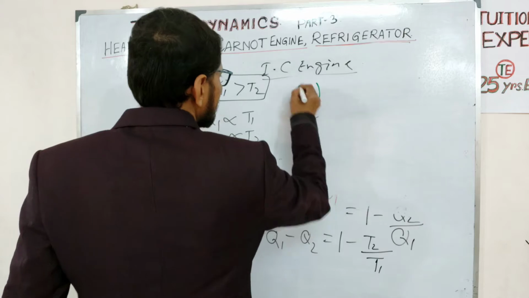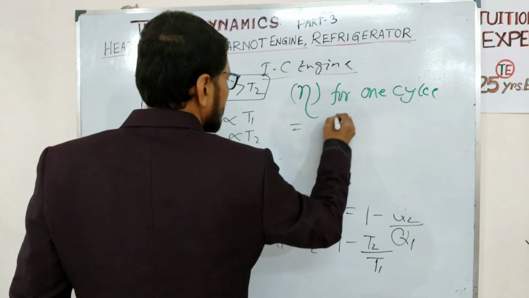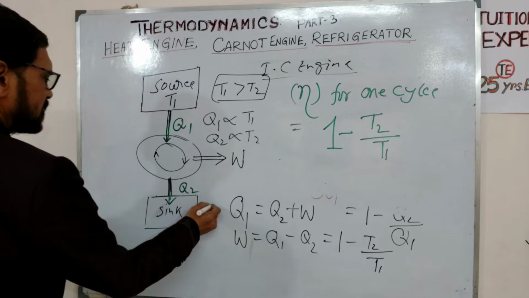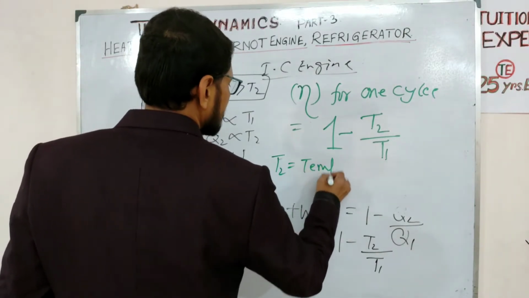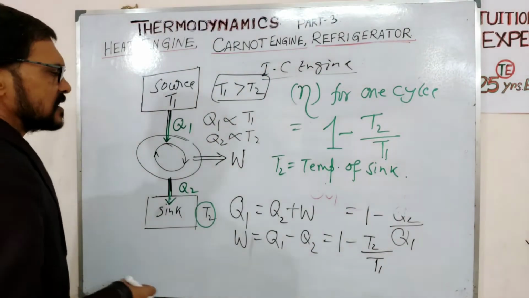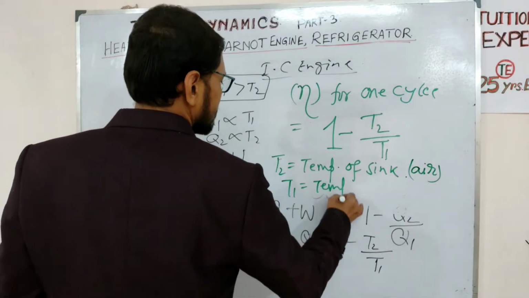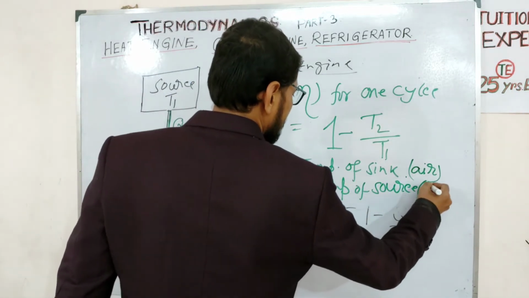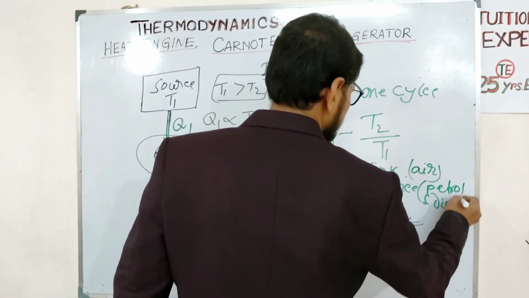Efficiency eta for one cycle is 1 minus T2 by T1. T2 is less than T1. T2 is the sink temperature, T1 is the source temperature. T2 equals the temperature of the sink, which is the air or surroundings, and T1 is the temperature of the source, here the petrol and diesel chamber.